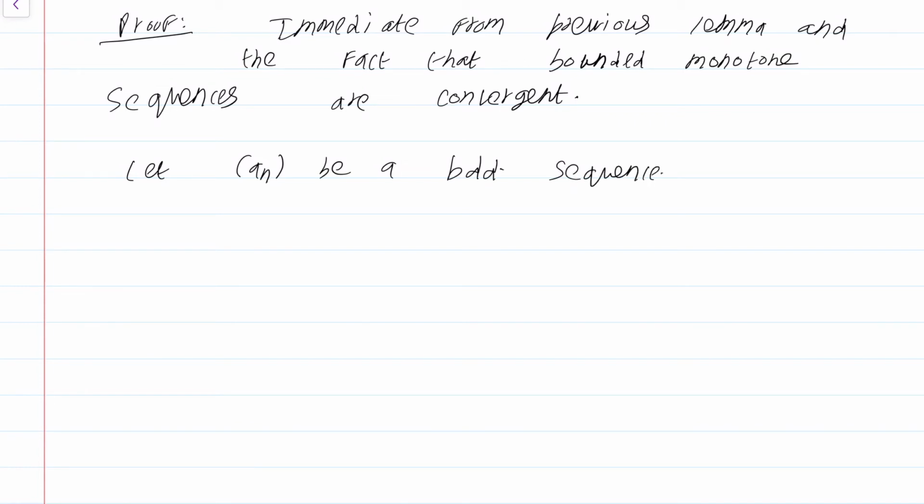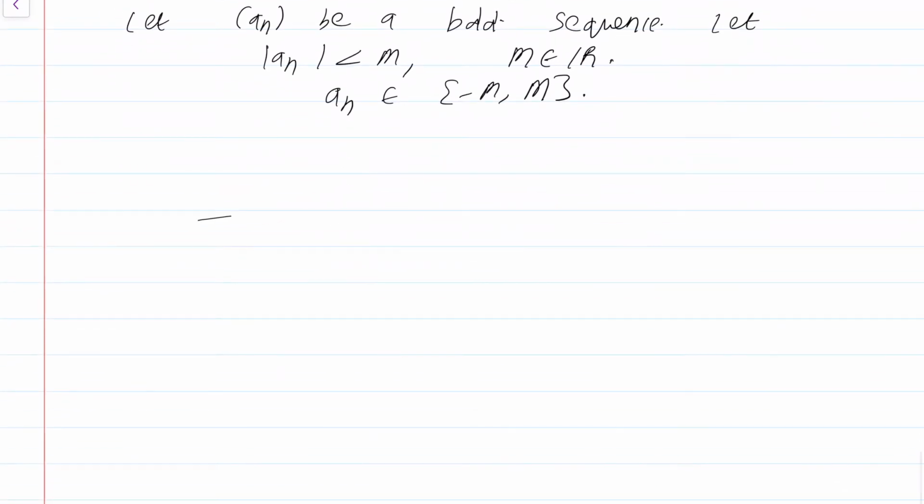Let mod an be strictly less than M. M is some real number. We have fixed the real number, which is a bound. In other words, an is all in the set minus M comma plus M. That's what mod an less than M means. So you have minus M, plus M, and all the terms of the sequence are in here.